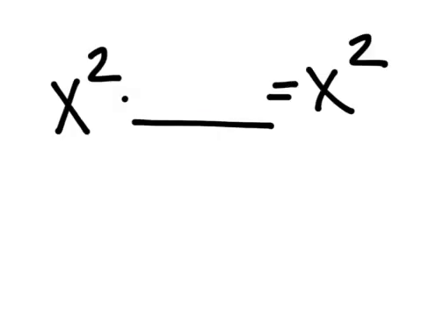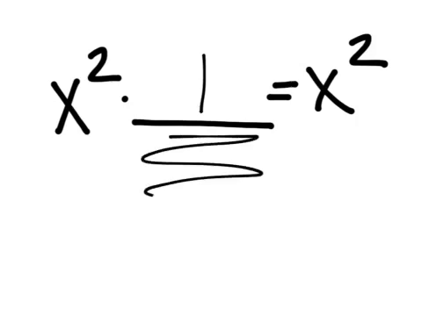X squared times something is going to be x squared. What is that something? 1, right. Do we always write 1? No. What's the only time we write 1? When there's nothing else to write. And in this case, there is nothing else to write because that's the only problem.